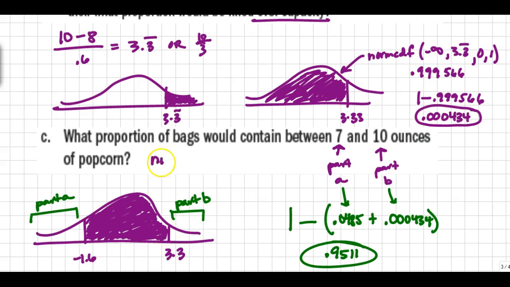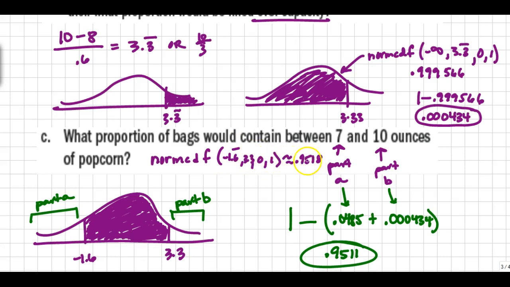Another way you could do this question is using your calculator. You could just tell it, instead of the lower bound being negative infinity, to go from 7 to 10 with a 0 and a 1, and it should give you the same answer. And to be real clear here, on the normal CDF, make sure you're using your z-values, your z-scores. So instead of doing 7 to 10, you want to make sure to do negative 1.6 repeating as your lower bound and 3.3 repeating as your upper bound.